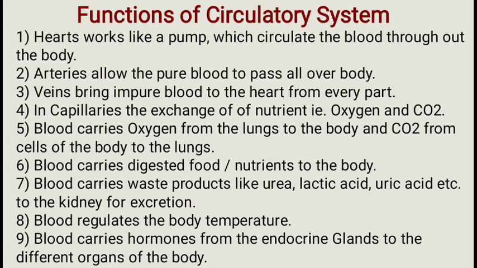Then the blood regulates the body temperature. What does the blood do? It regulates or controls the body temperature. The blood also carries the hormones from the endocrine glands to the different organs of the body. What are the endocrine glands? As we are talking about the different glands in our body: pineal gland, pituitary, thyroid, adrenal gland. The blood carries the hormones from these endocrine glands to the different organs of the body. So these are the functions of the circulatory system.